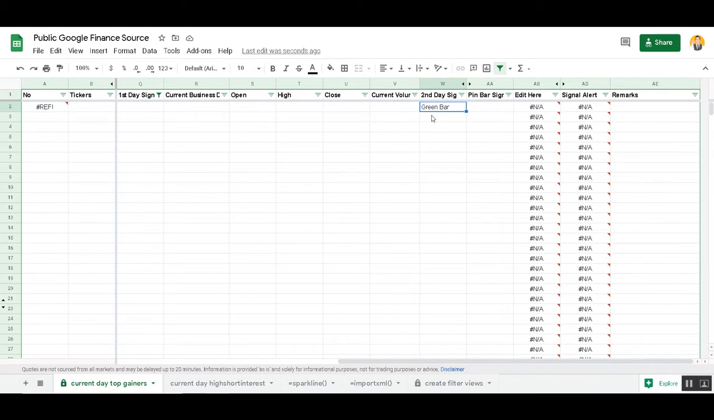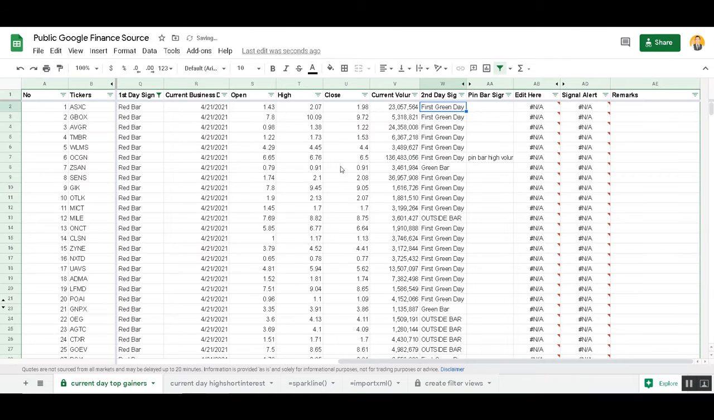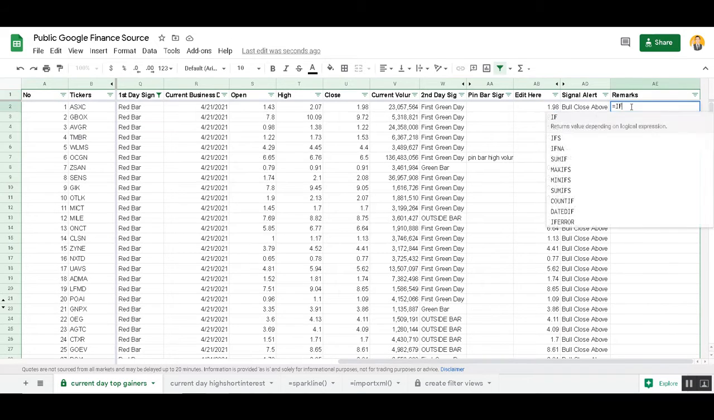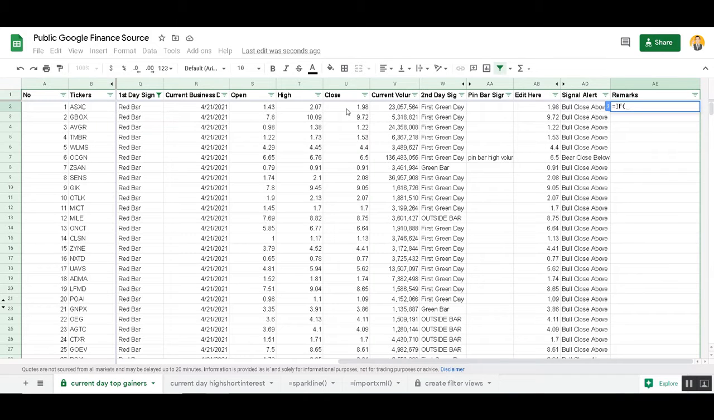Okay, I'm having this error because this is an import range, so it screws up my whole Google Sheet. Let me undo this and we use the remarks column here instead. Let me try again. If the close of the day is higher than the open, we should have a green bar, correct?